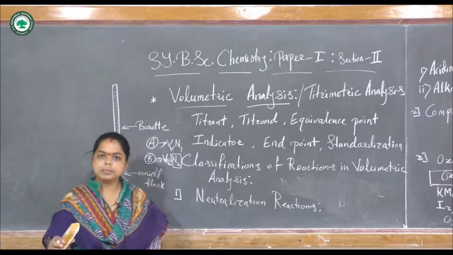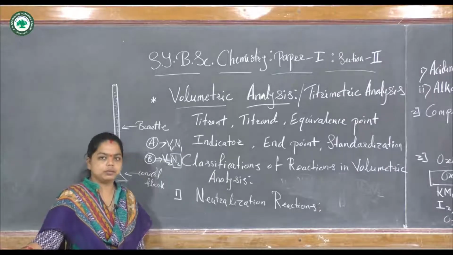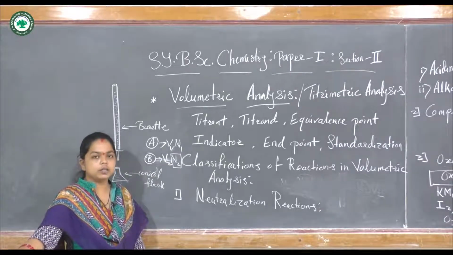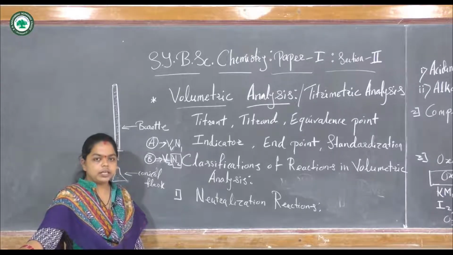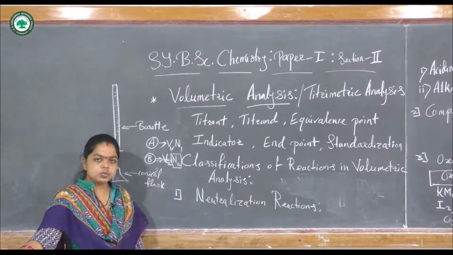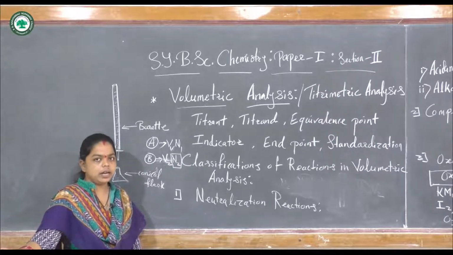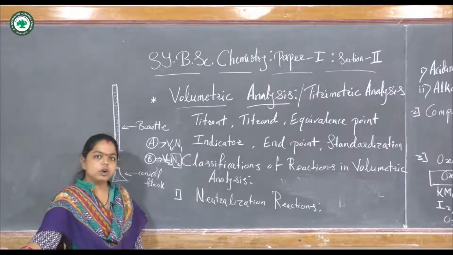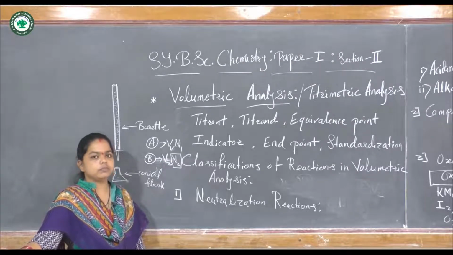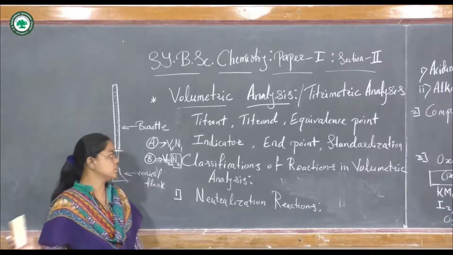So two samples are allowed to react with each other, or the two compounds in the solution are allowed to react with each other in such a way that we get a point at which these two reactants completely react, and we get a particular value for the volume of this reaction, and from this volume we can determine the corresponding concentration.